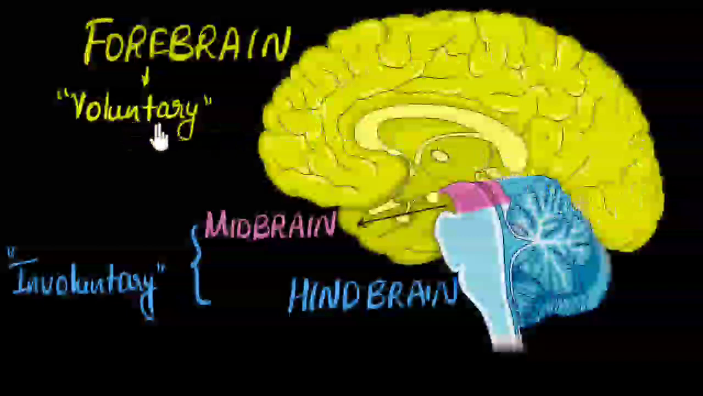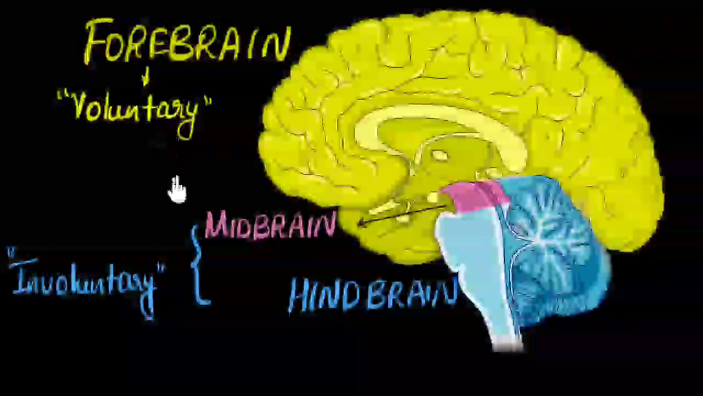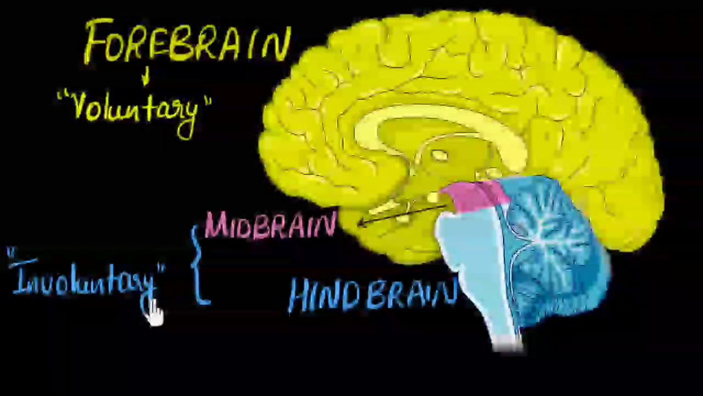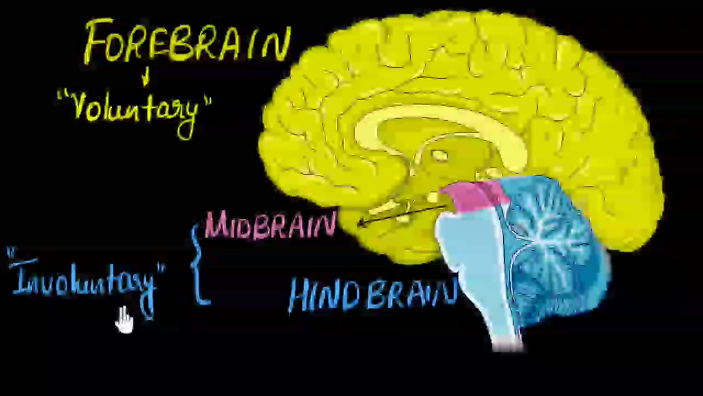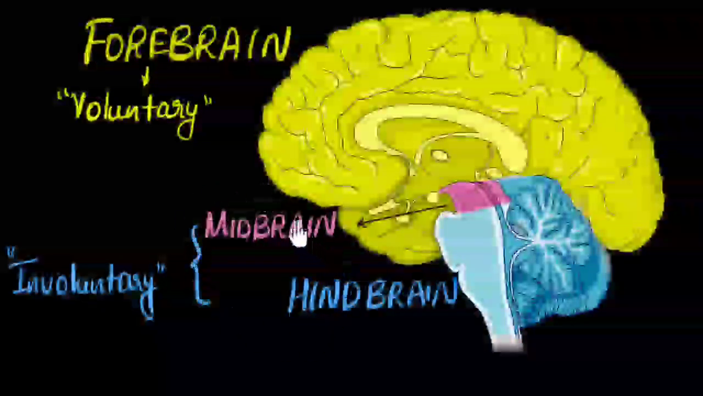And of course, we'll talk about more details about that in a second. And when I say involuntary functions, there are some functions happening in your body which you're not in control of. For example, your heart beating, or maybe your digestion. You're not in control of those, right? So those are mostly taken care of by your midbrain and the hindbrain.